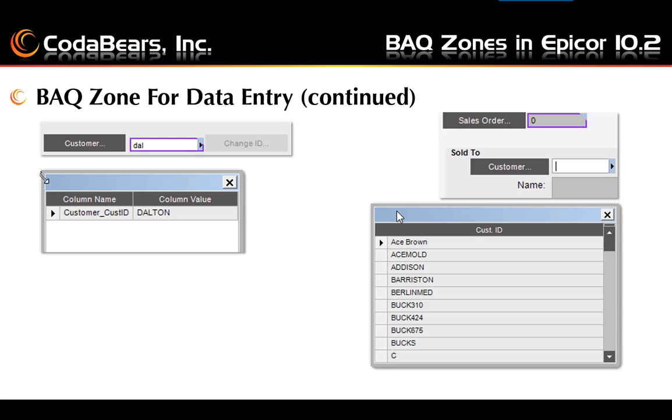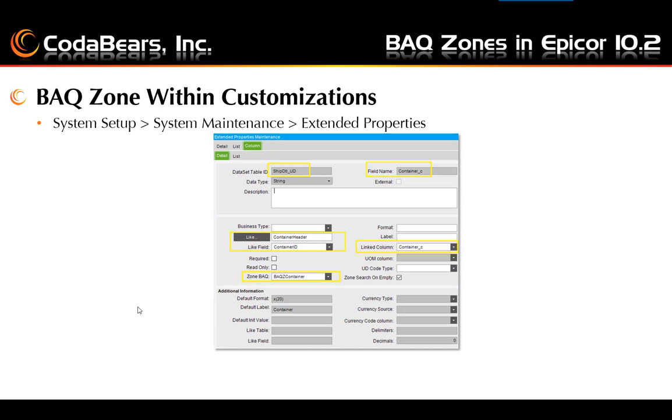On the right side we can see the order entry screen and the BAQ zone to choose which has the customer ID, and then clicking the blue arrow without typing anything brings up a list of all customers, and we can find our customer and double click it from the list to bring that customer ID into the customer field as desired.